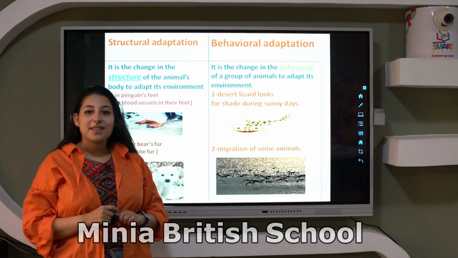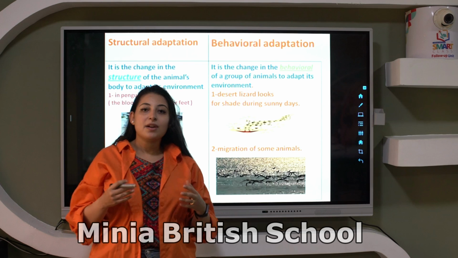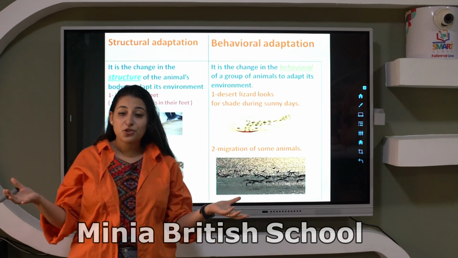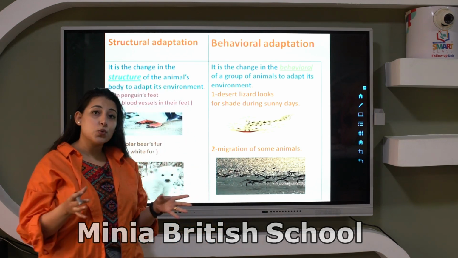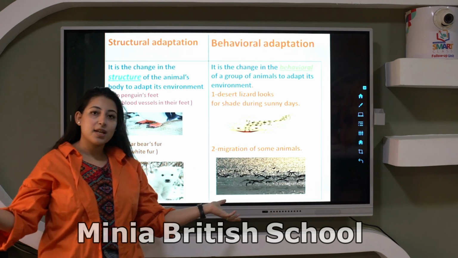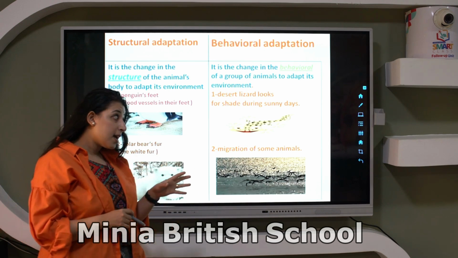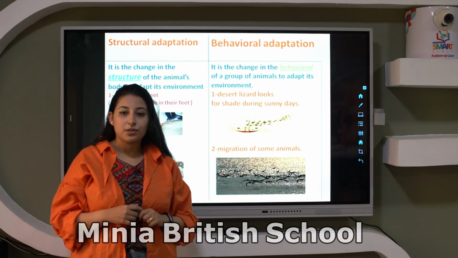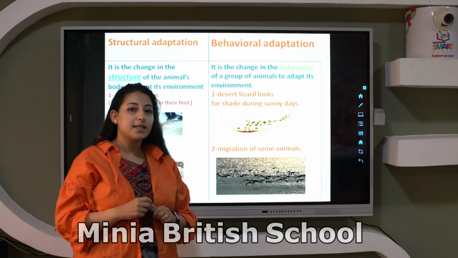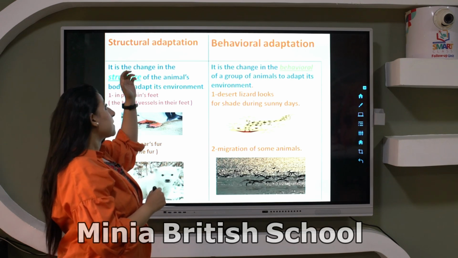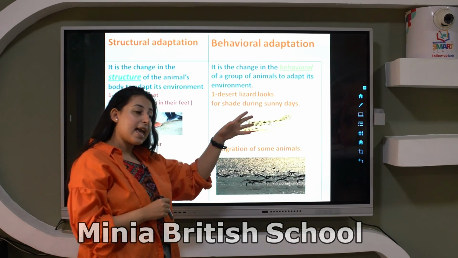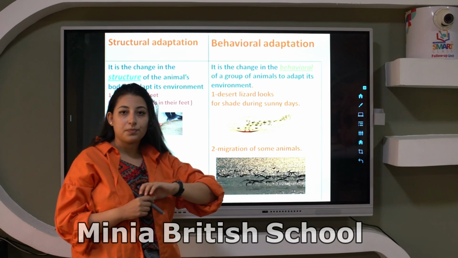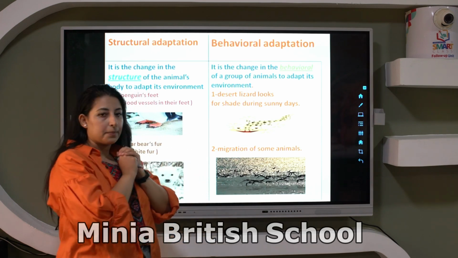Yesterday we talked about adaptations. We said they are characteristics or features that living organisms have to adapt to their environments. Today we will talk about the types of adaptation. There are two types of adaptations. What are these? Structural adaptation and behavioral adaptation. What is the difference between them?